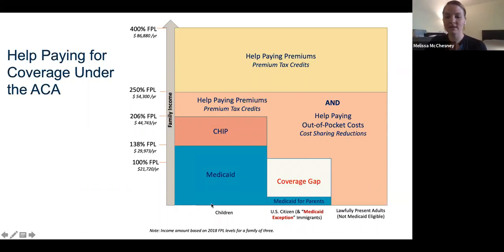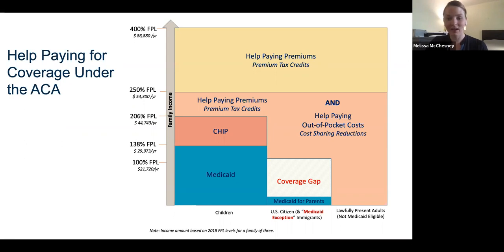So for kids, we have this nice line of coverage. As they go up, it changes a little bit. We've got Medicaid and then CHIP and then the ACA, but you've got full coverage all the way across. It gets much more complicated with adults. One thing that many people are very aware of is that if you're a US citizen, you may have eligibility for Medicaid for parents. That box is actually a little deceptive.